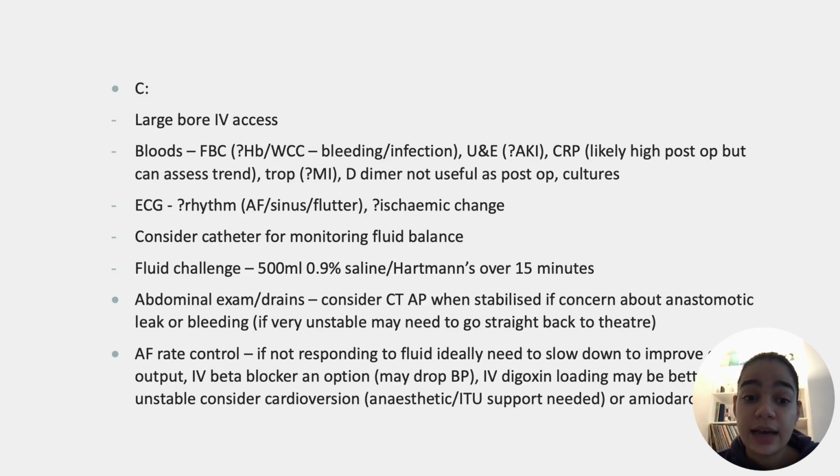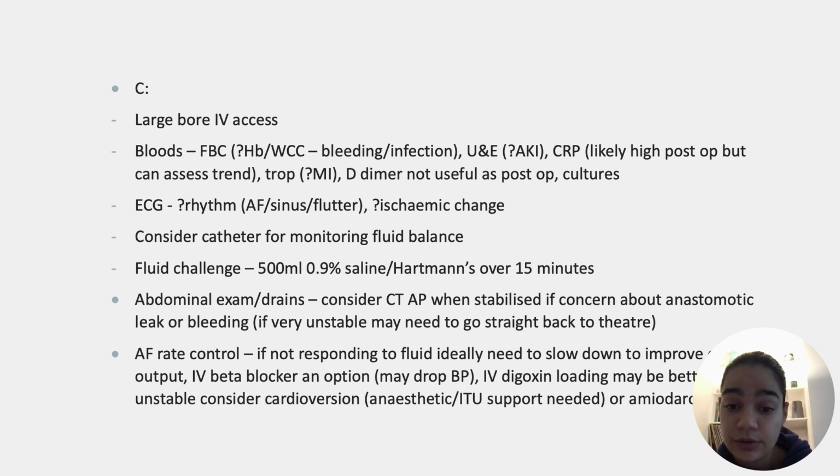For C, you want to have large bore cannula for IV access for this patient. You want to perform some bloods, so in this case a full blood count, looking at their hemoglobin, their white cell count, seeing if there's any bleeding or infection. You want to look at their U&Es and see if they could have an AKI, or a CRP. A CRP is a bit of a tricky one because it's going to be high post-operatively anyway, but you could assess their trend. A troponin to see if there's an MI.